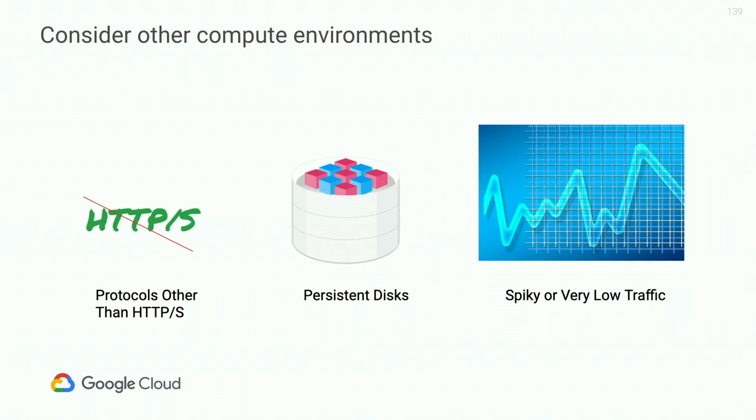There are some scenarios where you should consider not using App Engine. The first is if you need protocols other than HTTPS, because App Engine lets people connect to your application using HTTP and HTTPS. If you need something other than that, you should consider other environments. Second, if you want to use a persistent disk, you need a VM to attach the persistent disk for you. In App Engine, you are not allowed to do that.